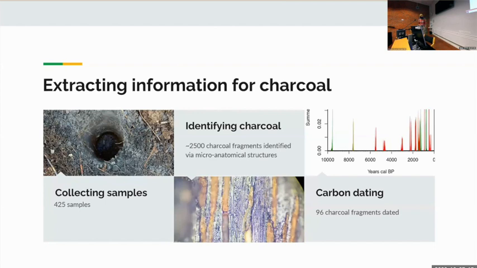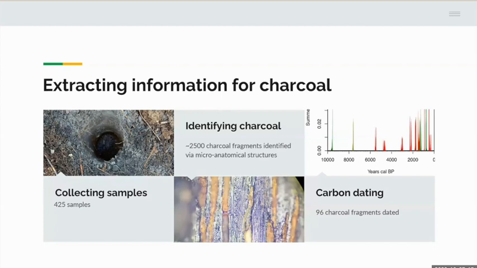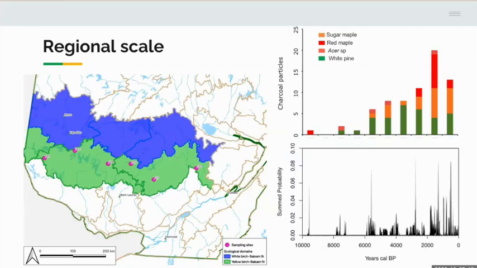So what we did was collect 420 soil samples from 6 sites across the width of the region that we wanted to study. Then we identified the charcoal via microanatomical structures. Around 2,500 charcoal fragments were identified, and then we dated 96 charcoal fragments to establish a history. So here are our sites.